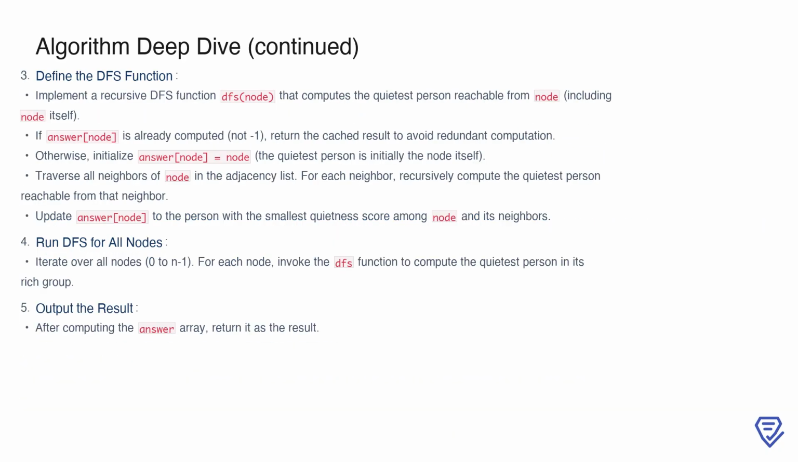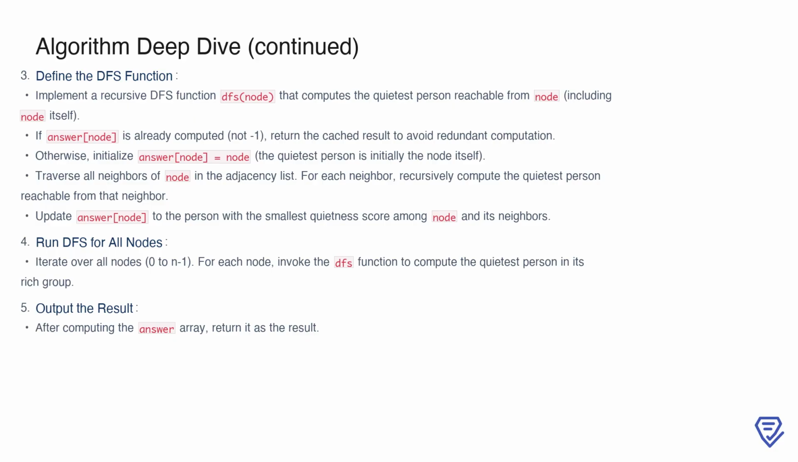The next step involves defining the depth-first search, or DFS, function. This function, DFS(node), determines the quietest person reachable from the given node, including the node itself. To make this efficient, if the quietest person for the current node has already been computed, we simply return the cached result from the answer array instead of recalculating it.